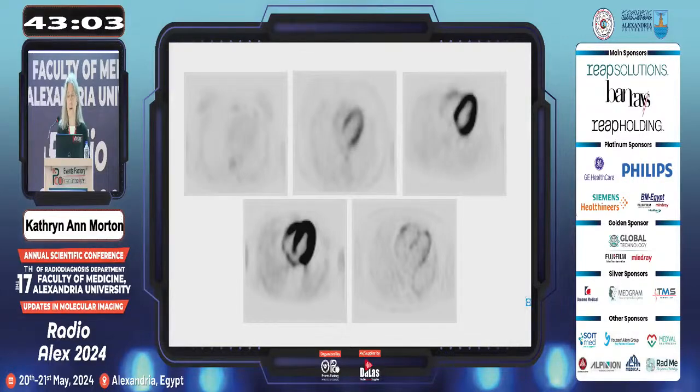This study is a patient who was a non-insulin dependent diabetic, or a type 2 diabetic, and you see that the uptake by the heart is very patchy, and this is a typical appearance for a patient with non-insulin dependent diabetes.